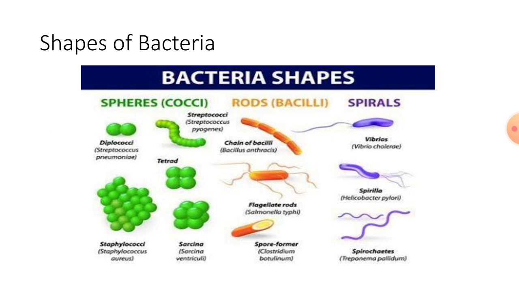Similarly, there is another form that is comma shaped, also called vibrio. And the fourth one is the spirillum shape. Here we can see spiral shaped bacteria. Example, spirochetes. Spirochetes show more than one spiral. And there is another bacteria which is called pleomorphic bacteria, which can show different types of shapes. That is called pleomorphism, and those bacteria are called pleomorphic bacteria.